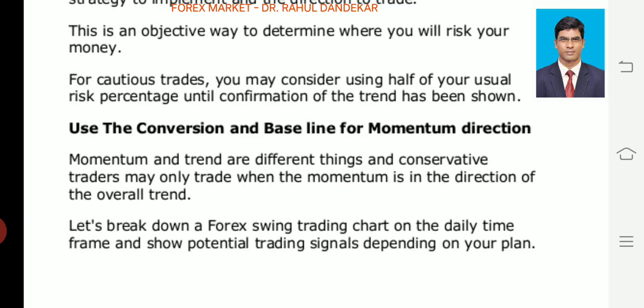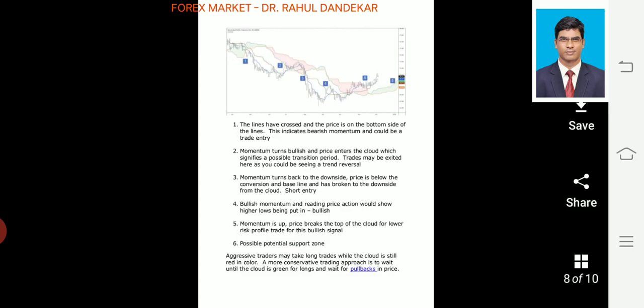For cautious trades, you may consider using half of your usual risk percentage until confirmation of the trend has been shown. Use the conversion and baseline for momentum in direction. Momentum and trend are different things, and conservative traders may only trade when the momentum is in the direction of the overall trend. Let's break down a forex swing trading chart on the daily time frame and show potential trading signals depending on your plan.